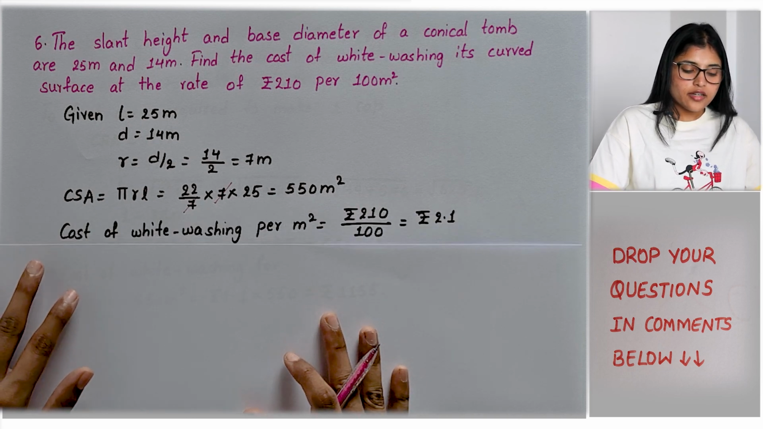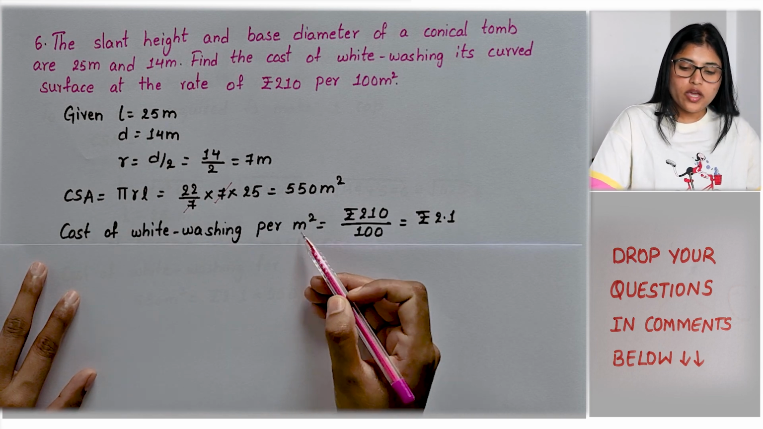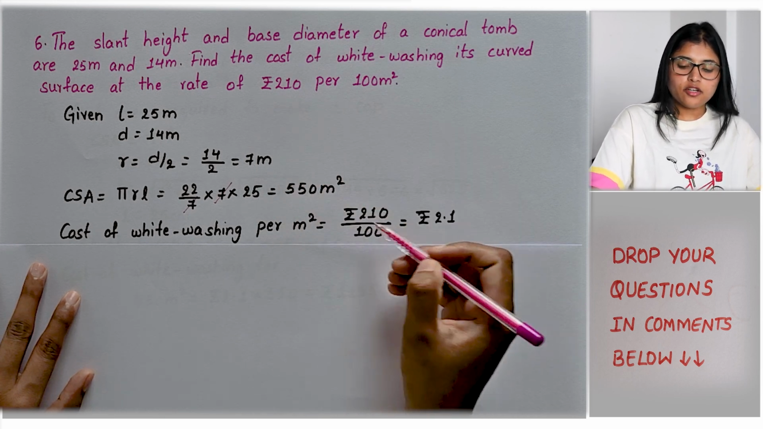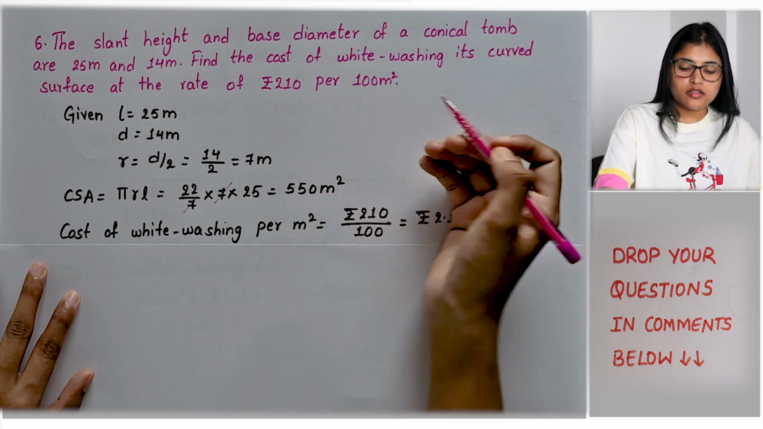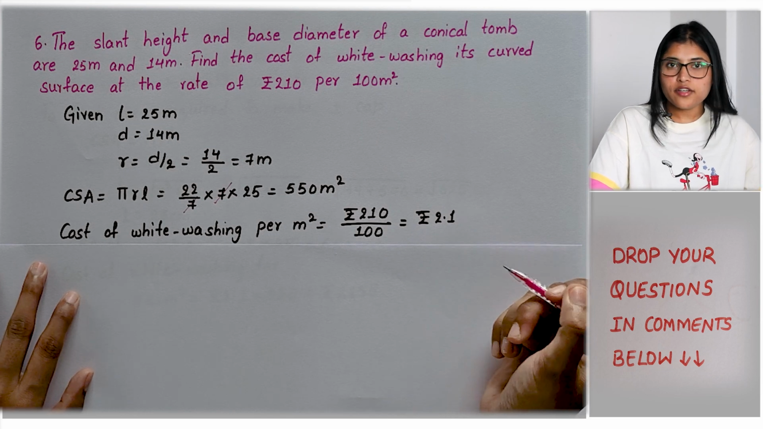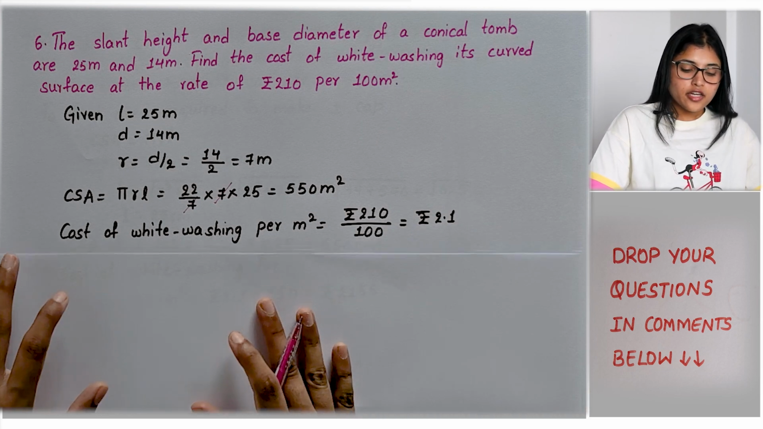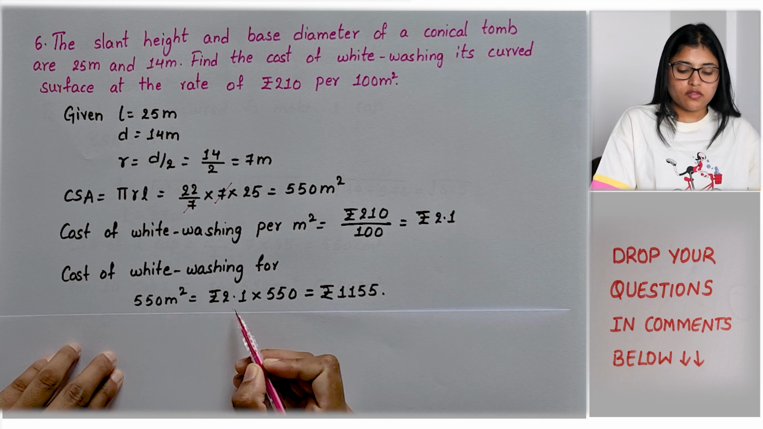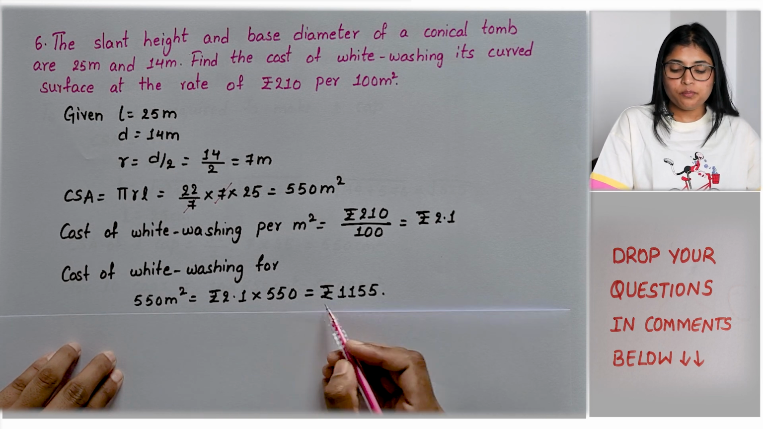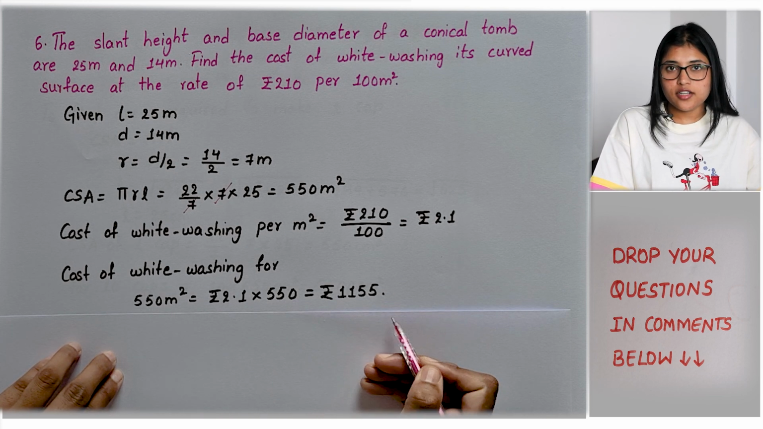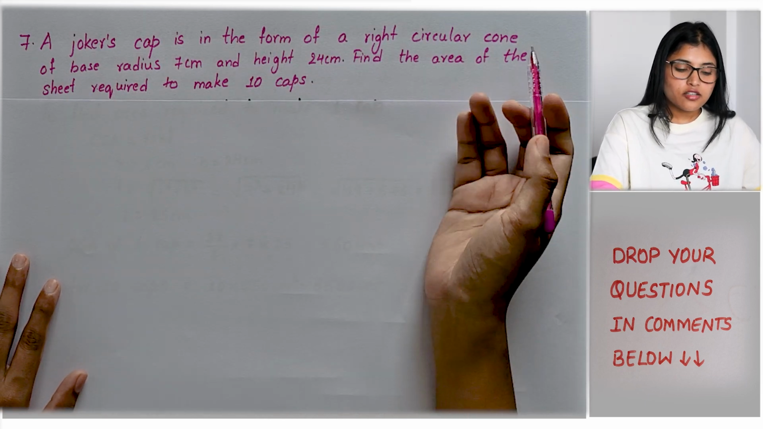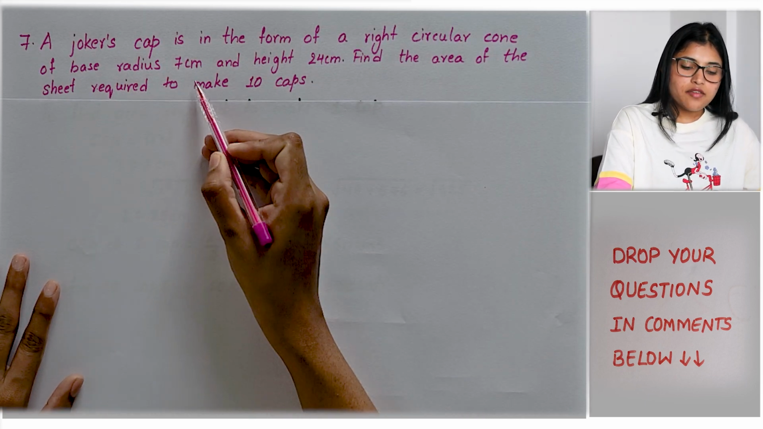Now I know that cost of whitewashing per meter square can be found by dividing 210 by 100, because 210 is the cost per 100 meter square. So the answer is 2.1 rupees per meter square. I need to find the cost of whitewashing for 550 meter square, which is 2.1 into 550, which is rupees 1155.